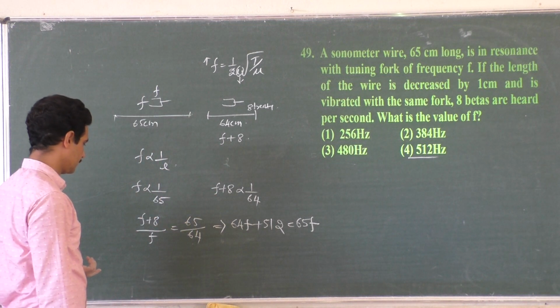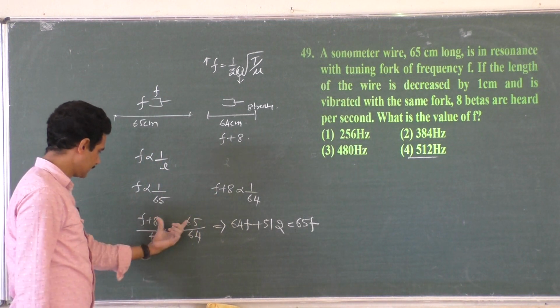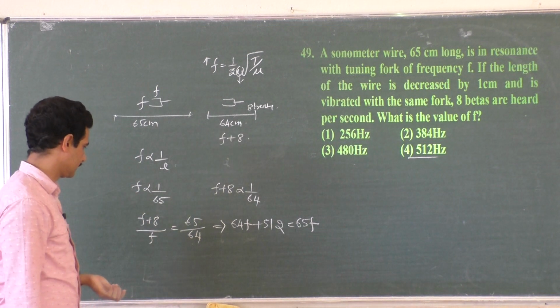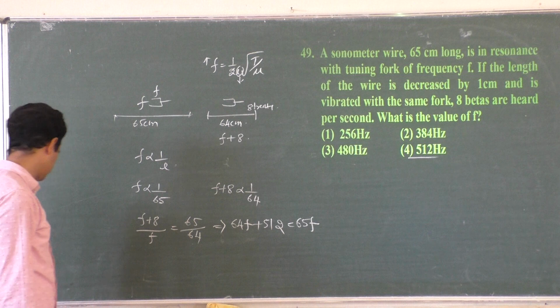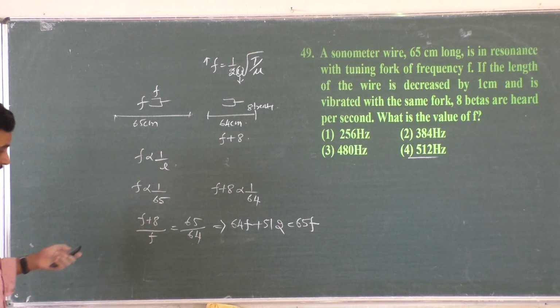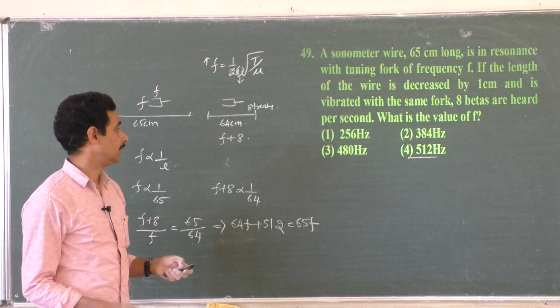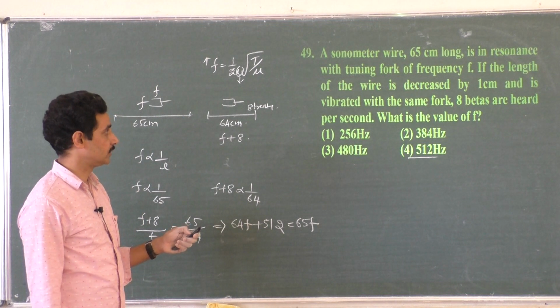Hope I am doing it properly. 65F, 512, yes. That is 512 hertz. So simple logic: F is inversely proportional to L. As L is decreased, the frequency should increase.